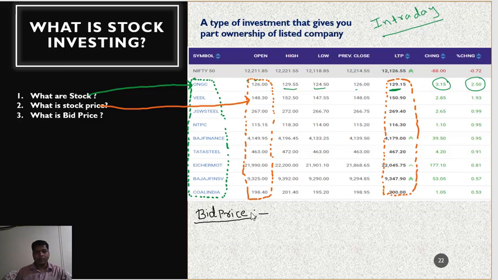So now we talk about the bid price, the buy price and the sell price. Buyers want to buy at a particular price and sellers want to sell at a high price. So we will talk about this later. Now we must understand why we have to invest in the stock market. Why?